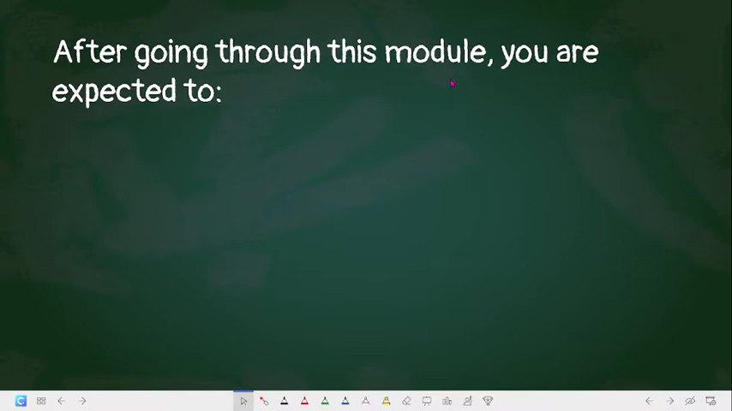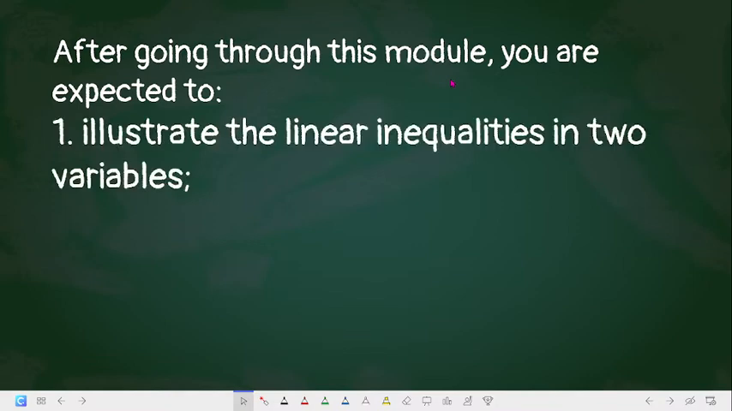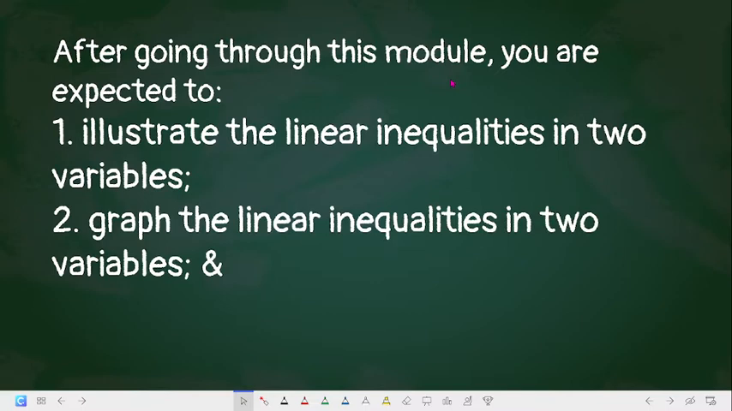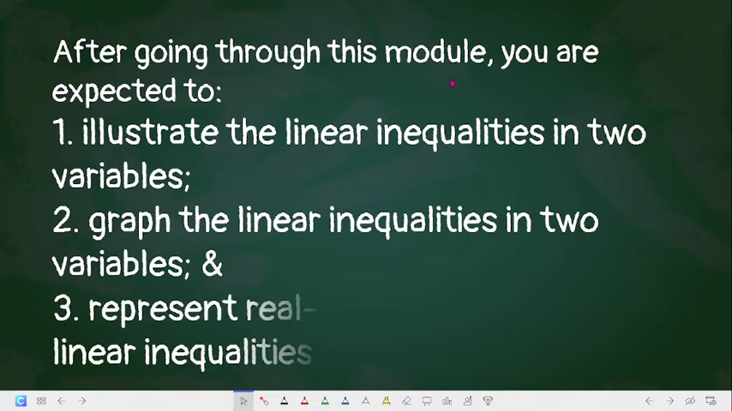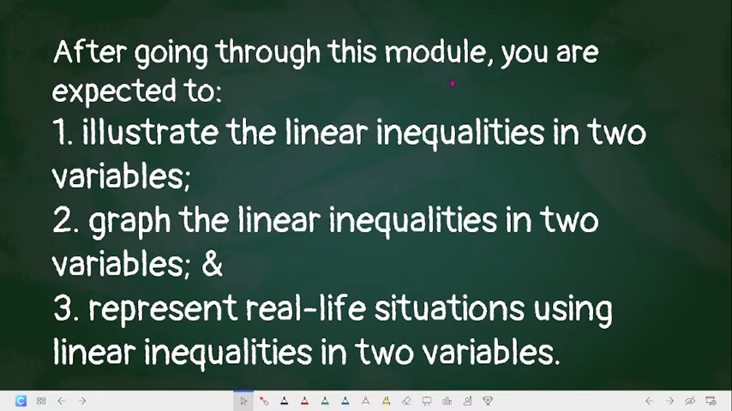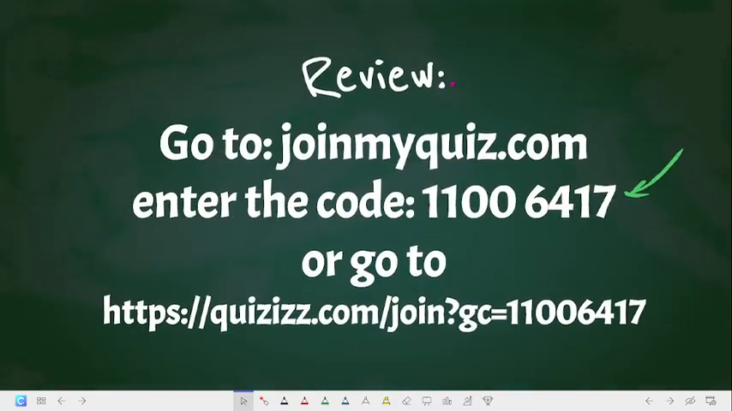After going through this module, you're expected to: one, illustrate linear inequalities in two variables; two, graph linear inequalities in two variables; and three, represent real-life situations using linear inequalities in two variables.